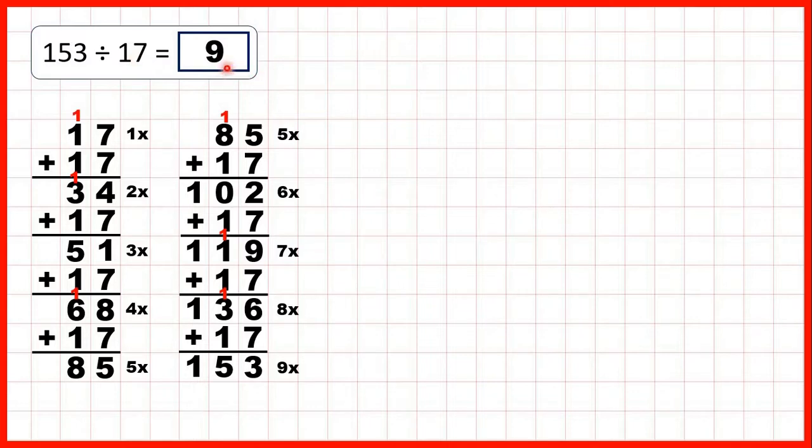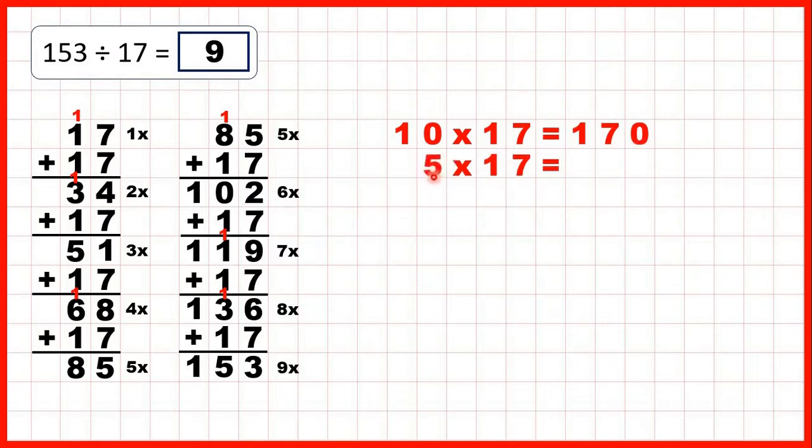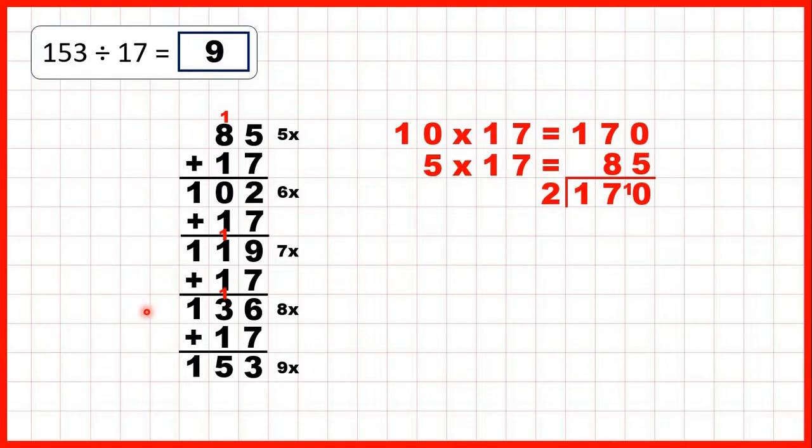Now we could have worked our answer out more quickly if we'd first worked out that 10 times 17 must be 170. Then we could have worked out 5 times 17 by finding half of 170, because 5 is half of 10. So if we divide 170 by 2, taking the first 2 digits together, 17 divided by 2 is 8 remainder 1, and 10 divided by 2 is 5. So we didn't need to work out 2, 3 or 4 times 17.